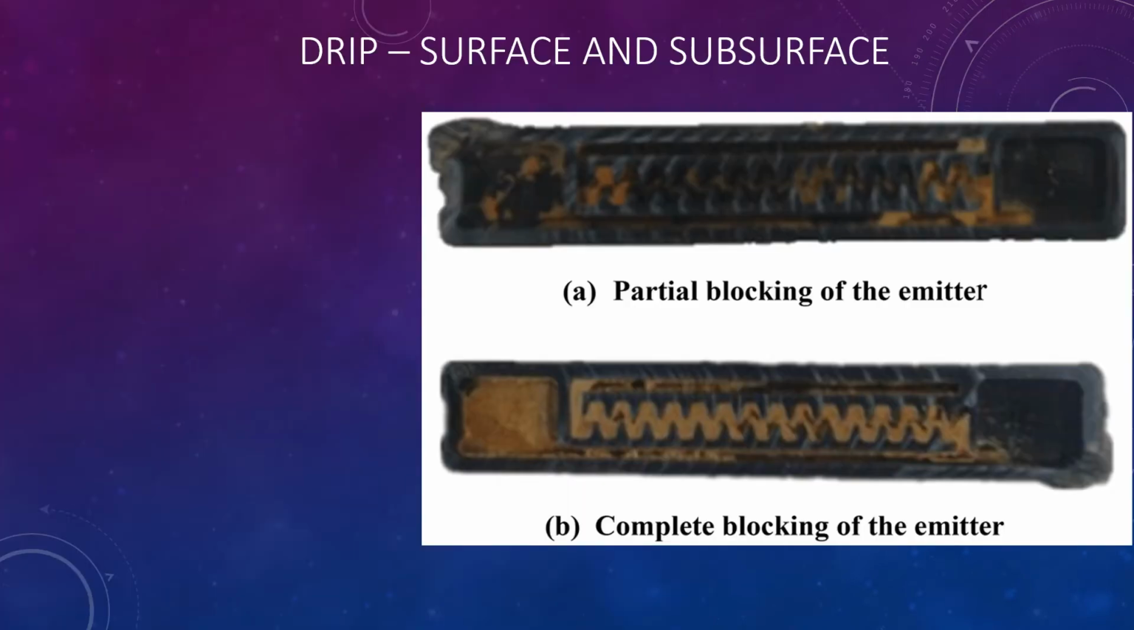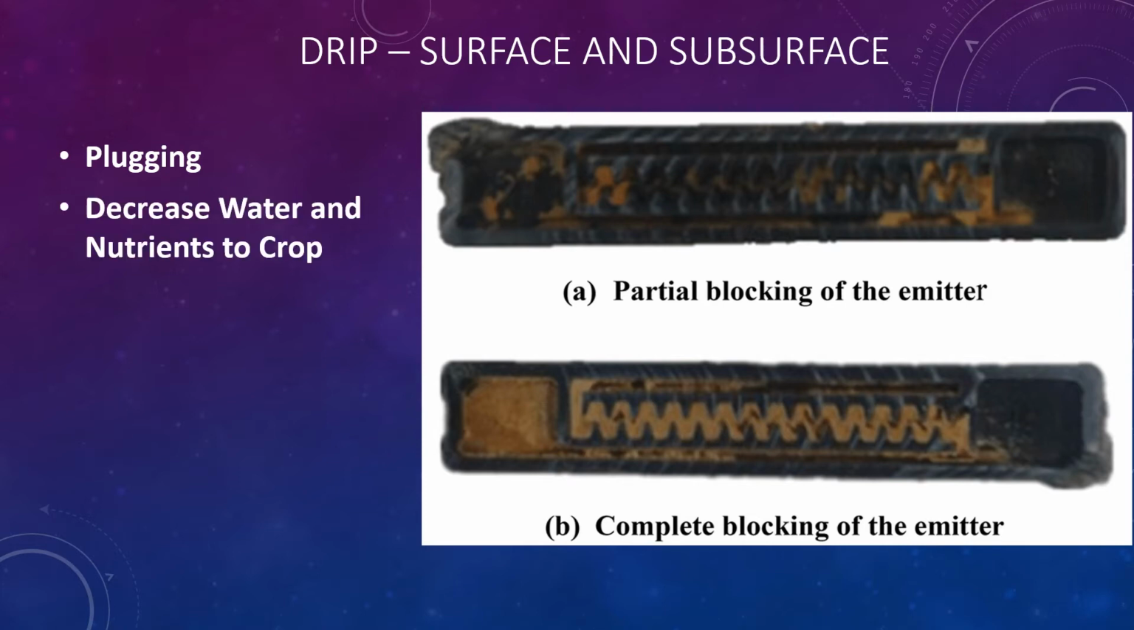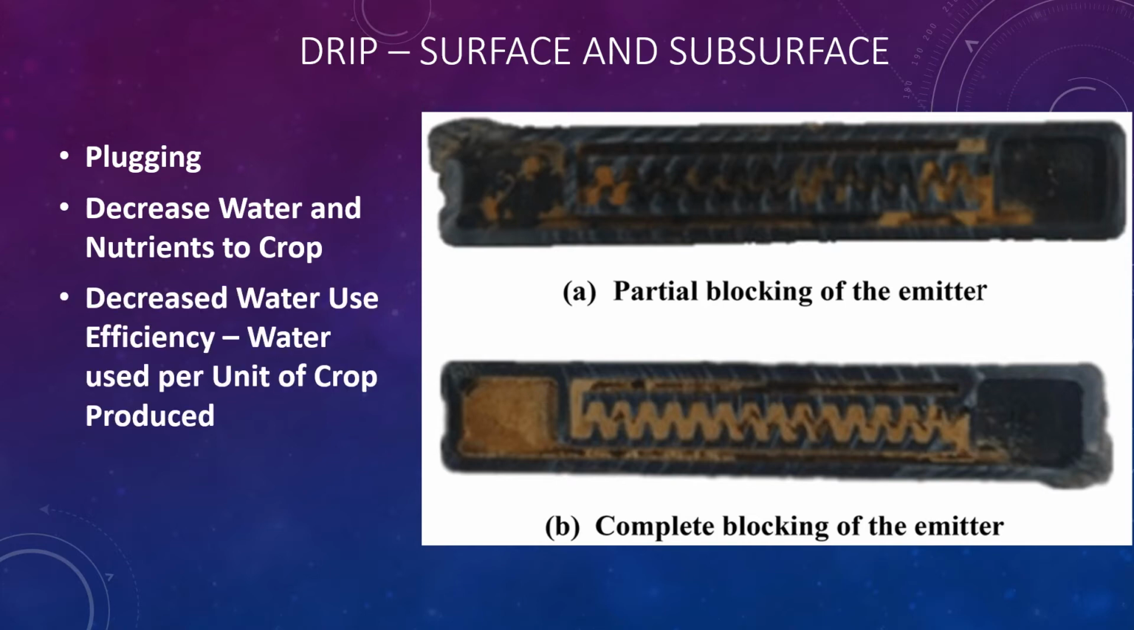Whether you've got button drippers or inline drippers for surface or subsurface drip, if you've got silt getting into your system through the filters, then you've got the issue of partial blocking or even complete blocking of the emitter. And again, this decreases the water and nutrients to the crop, and it's probably even more of an issue because you can't see what's happening if it's below ground. And so now I'm impacted by this decreased water use efficiency because I haven't provided the optimum water and nutrients for the crop to be optimized.